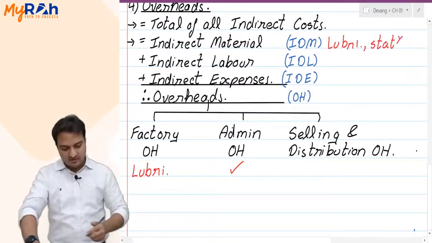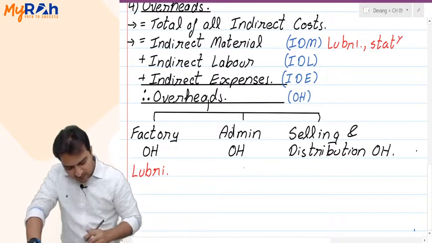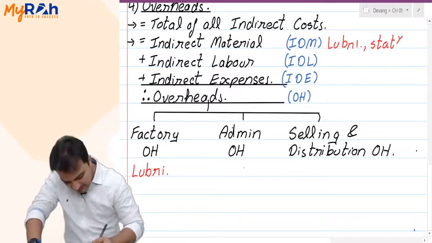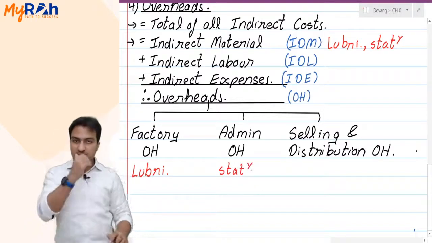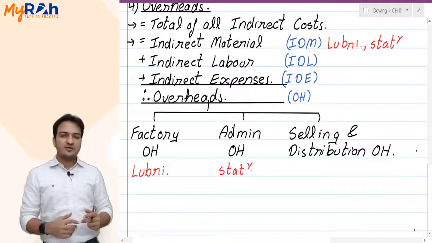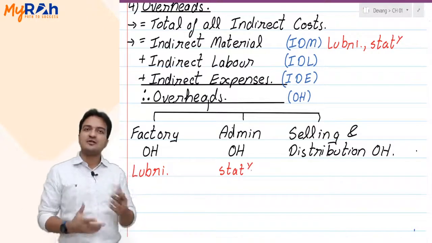Stationery items, I will say, will fall under indirect materials of admin. So I'll call that admin overheads, stationery items. And selling and distribution. Think about materials that are used for selling or distribution.